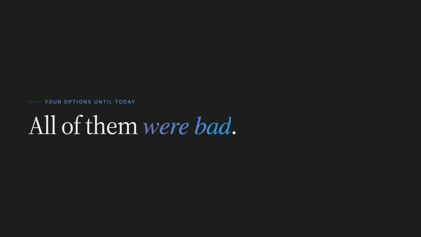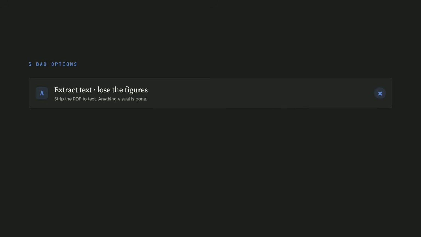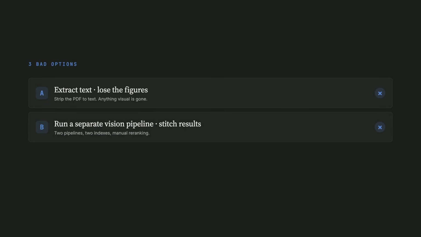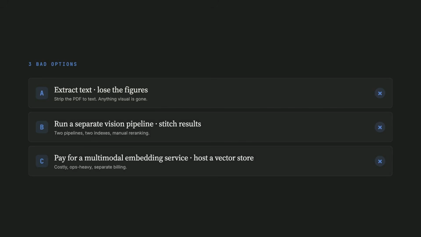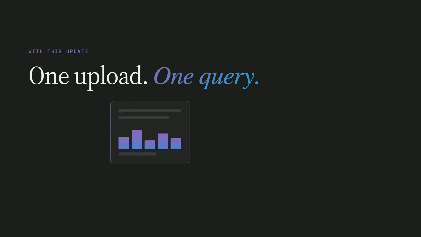Now, before today, your options were to extract text and lose figures, or run a separate vision pipeline and stitch results together, or pay for a multimodal embedding service and host your own vector store. None of these are great. With this update, you upload the document, the API embeds the visual content alongside the text, and a query like "show me the chart where revenue dipped" actually retrieves the chart, not just a paragraph that mentions a chart.